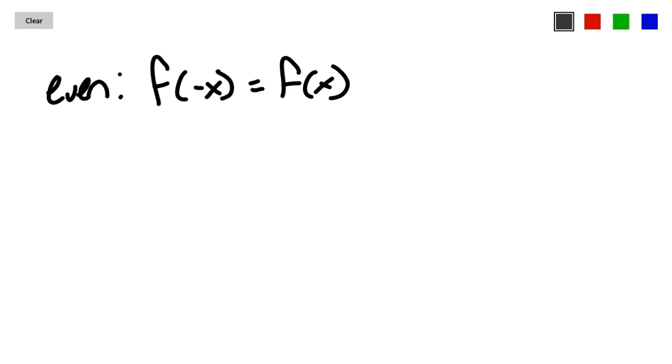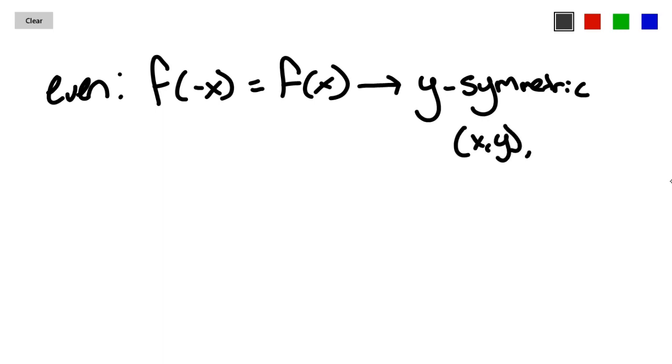So the criteria for a function to be even is that f of negative x is going to be the same as f of x. If you recall, this is basically the definition for symmetry in the y-axis. So this is y symmetric, because you're going to get the same y value whenever you plug in the negative version of the same x value. Like if (x, y) is on the graph, then (negative x, y) is also on the graph, which is the definition for y symmetry.